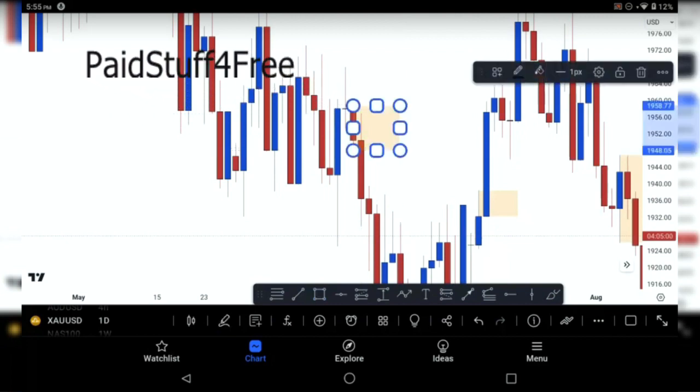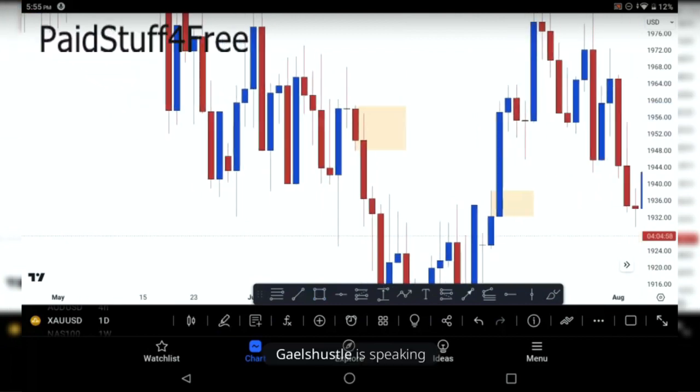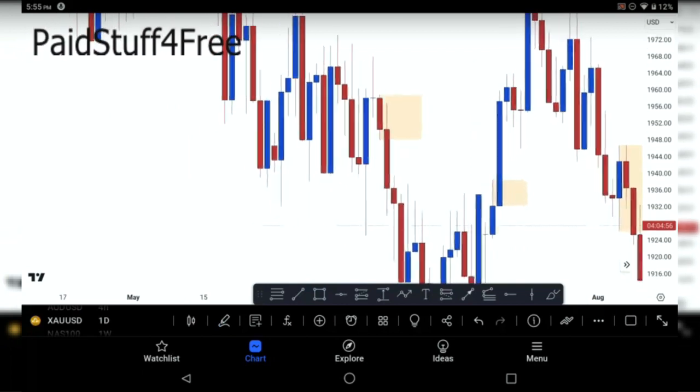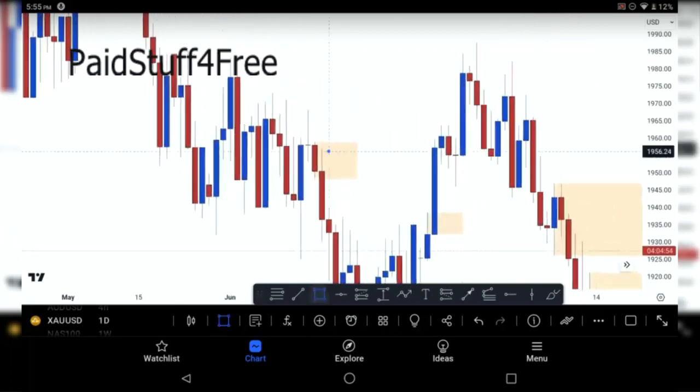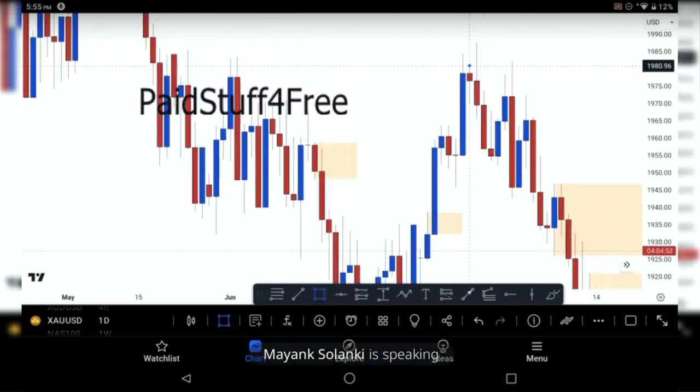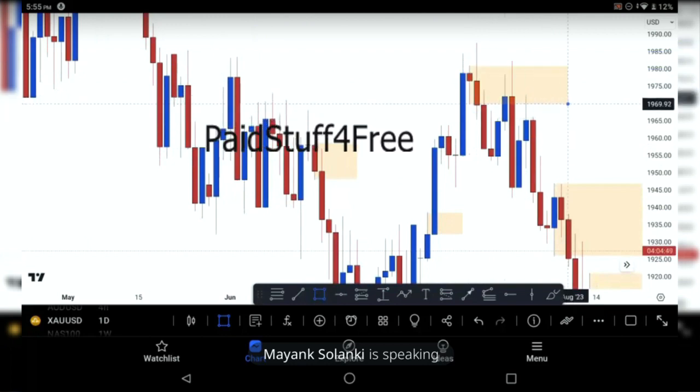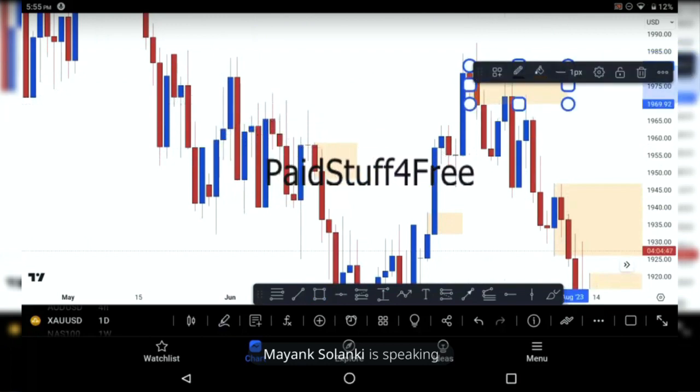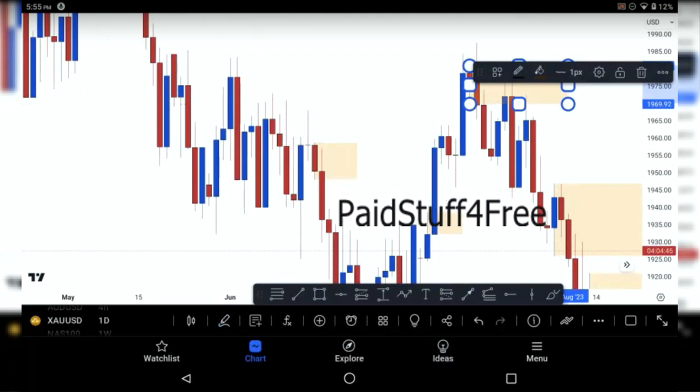zone. Can you see that? This is a dominant engulfing sell. So if I am buying from an engulfing buy, my first target will be the down, right? Yeah.